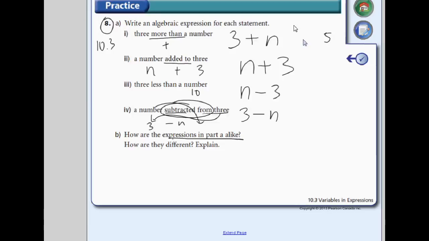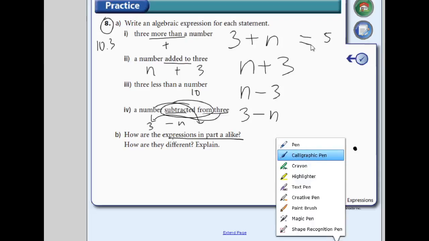Whoops, lost my pen. Frozen, frozen, frozen out. Let's see if I can go to my mouse. So 3 plus 2 equals 5. I've lost all my... Oh, here we go. I'm back, but with a different pen. Let's see if I can go back to my regular pen.